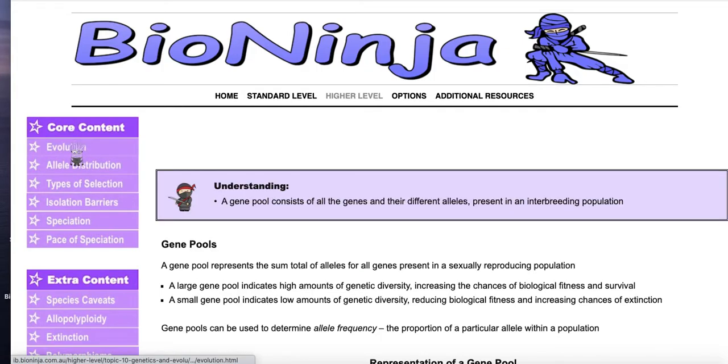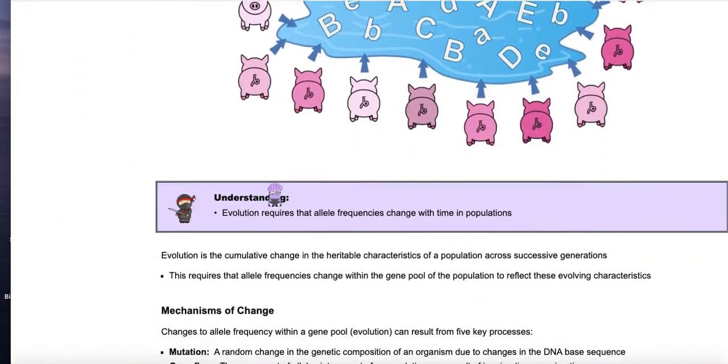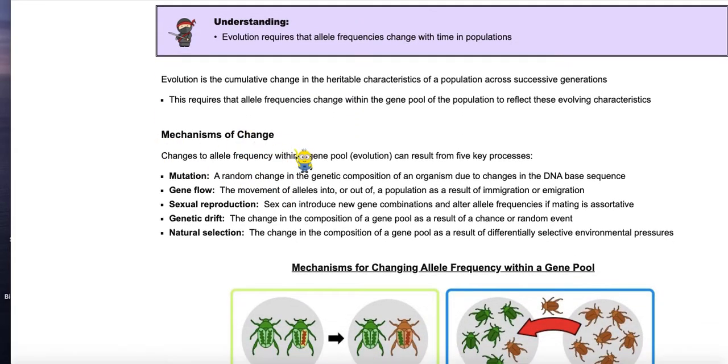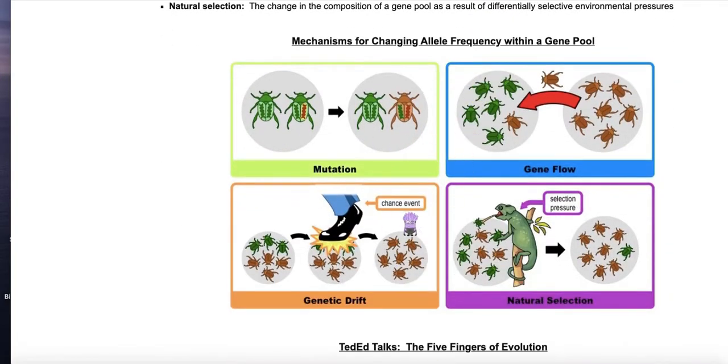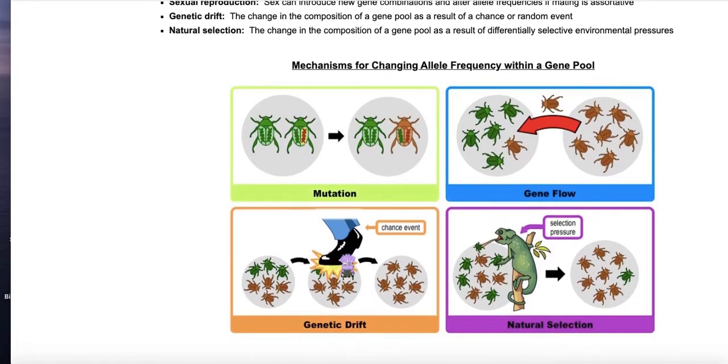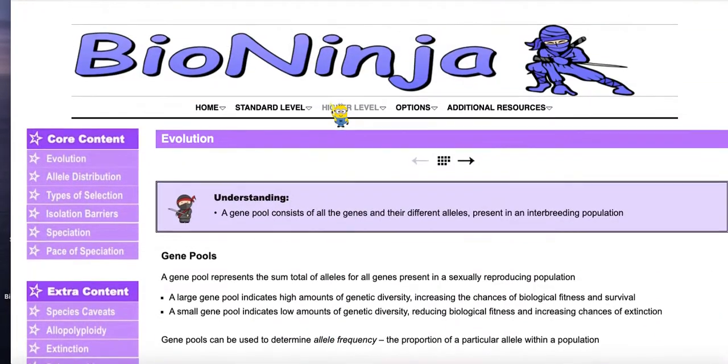And just quickly, in the last video we talked about the mechanisms of change. So what are those processes that drive change, meaning drive allele frequency change in a gene pool? So we said that there were 5, right? Mutation, gene flow, sexual reproduction, genetic drift, and natural selection. So today we're going to be looking at genetic drift and how that is a mechanism of change that is going to drive a change in the allele frequency.